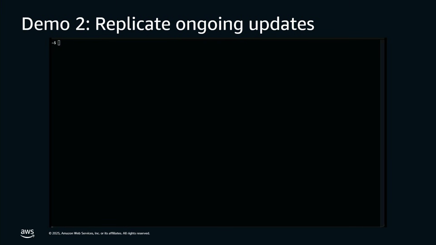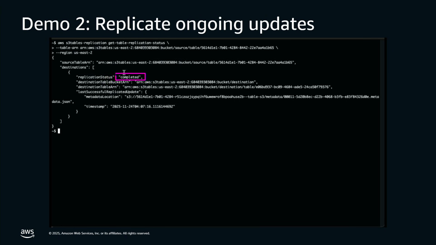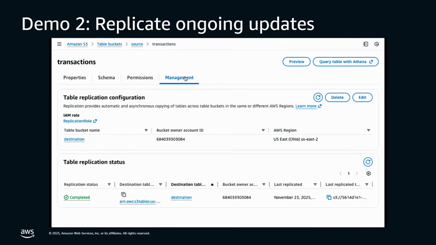So now, let's check the status of this replication. We have taken no action. We're just taking a look at the status with the new API. So get table replication status. We're going to come back to this API, so for now we just want to see the status, which is completed. Perfect.